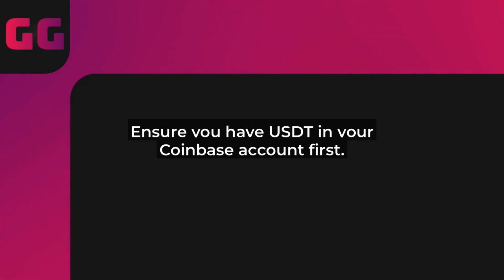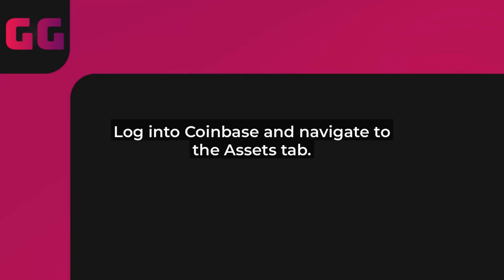First off, ensure you have USDT in your Coinbase account. If not, buy or deposit it there to get started. Log into your Coinbase app or website and head to the Assets section. Find USDT in your portfolio. That's your starting point. Next, switch over to Robinhood.